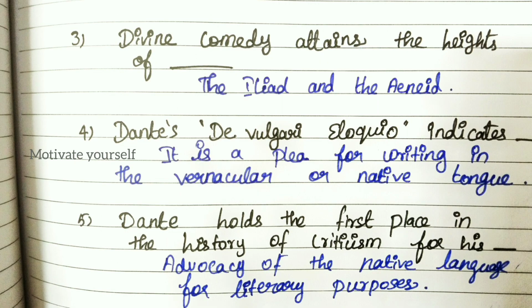Third question. Divine Comedy attains the heights of the Iliad and the Aeneid. Fourth question. Dante's De Vulgari Eloquentia indicates a plea for writing in the vernacular or native tongue. Fifth question. Dante holds the first place in the history of criticism for his advocacy of the native language for literary purpose.